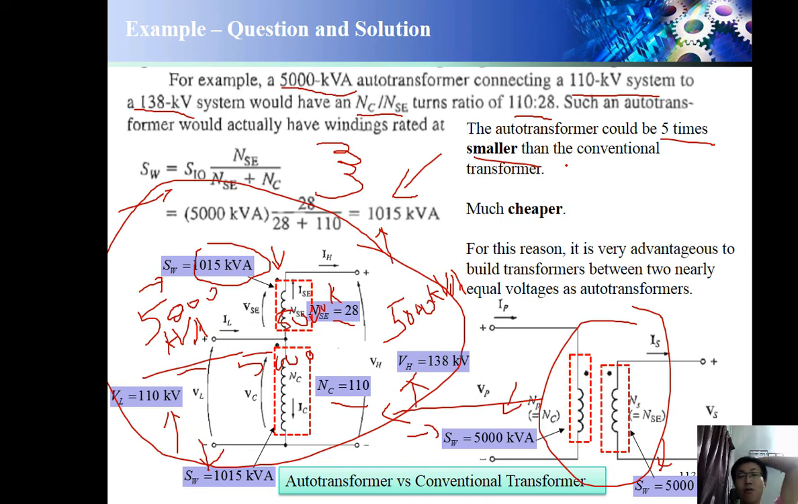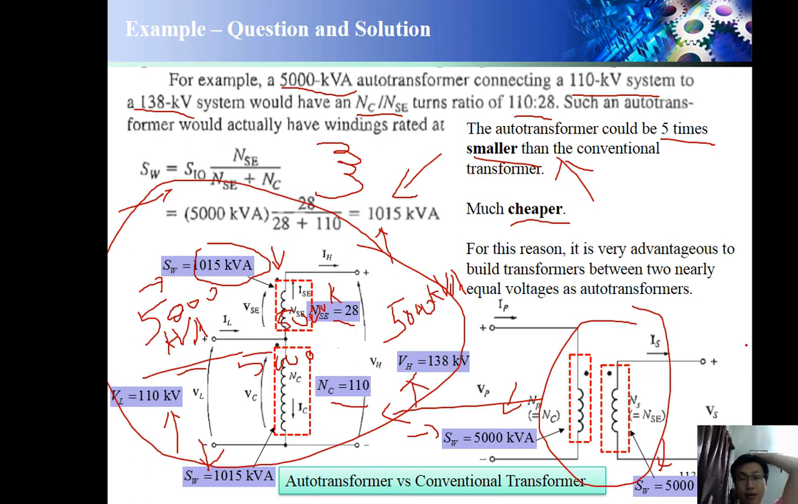So this reflects this statement: the auto transformer could be 5 times smaller than the conventional transformer, and it is much cheaper because of cheaper material. For this reason, it is very advantageous to build a transformer between two nearly equal voltages as an auto transformer.